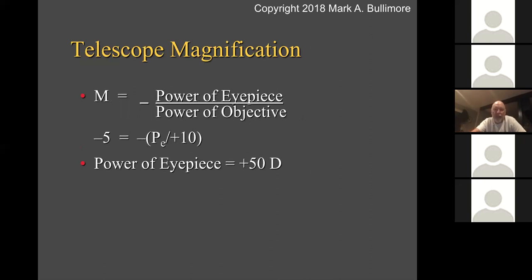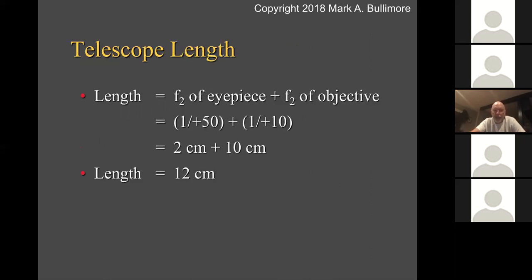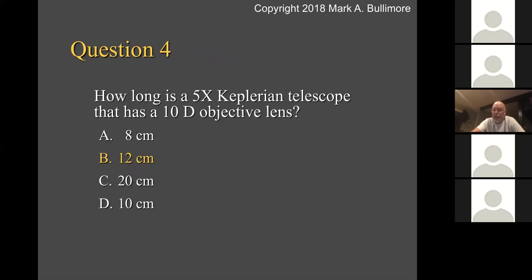Okay, if we care about sign conventions, we can do it that way. The magnification is just minus the power of the eyepiece divided by the power of the objective. But to get this right, of course, you've got to remember that for the Keplerian, it's minus 5 and not plus 5. You can then take the reciprocal of the focal lengths and add them together, and you'll end up with 12, which of course is the right answer.